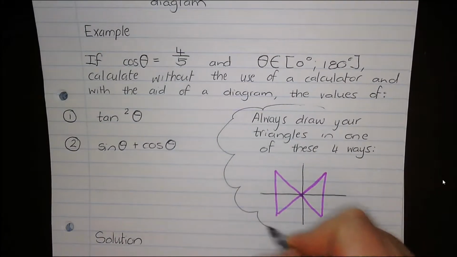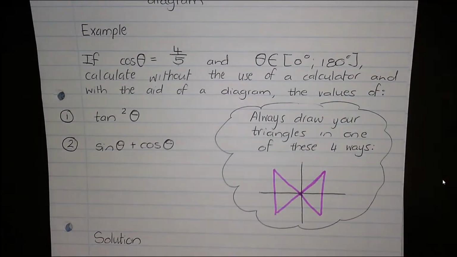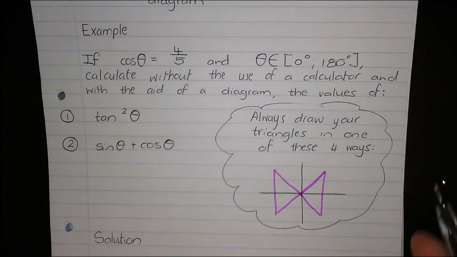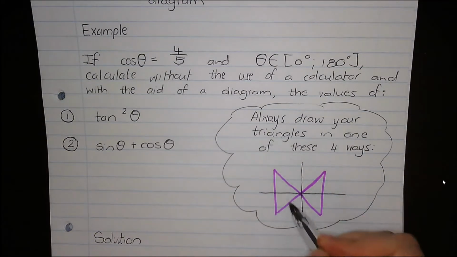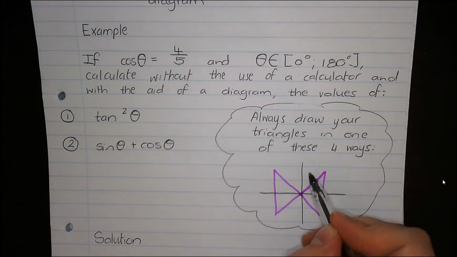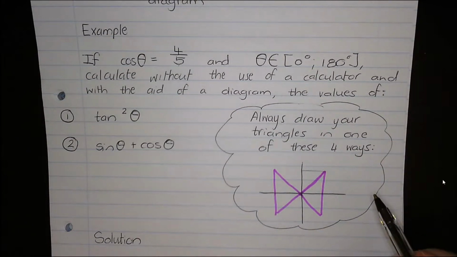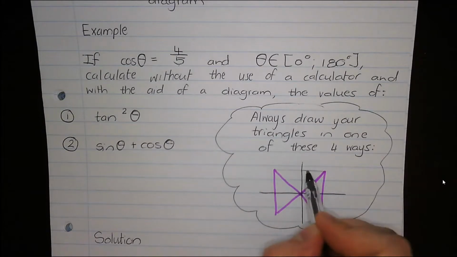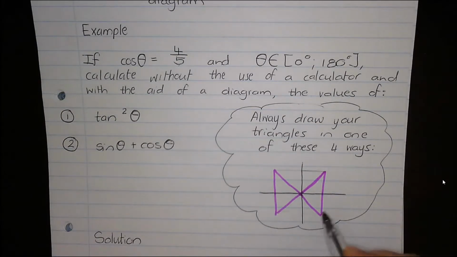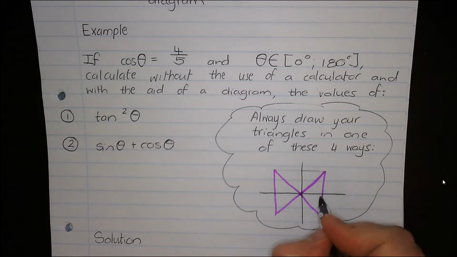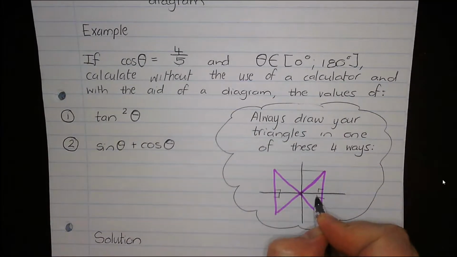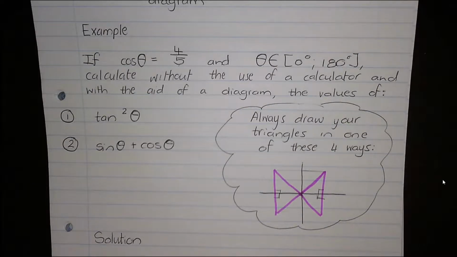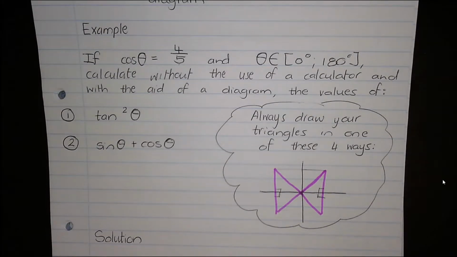Now I just wanted to make a note because for these you're going to draw triangles. The triangle is always going to be like this or like this or like this or like this, never here, never there or there or there. It always starts at the origin and goes down to the x-axis with the 90-degree angle over there. Right, so let's have a look at this one.